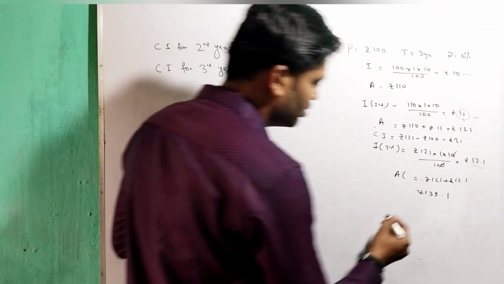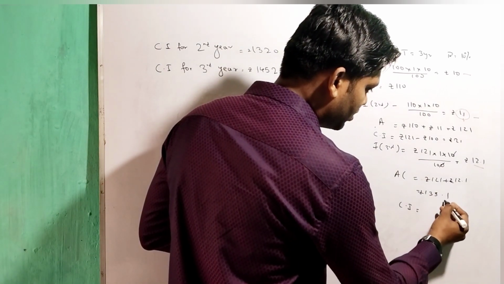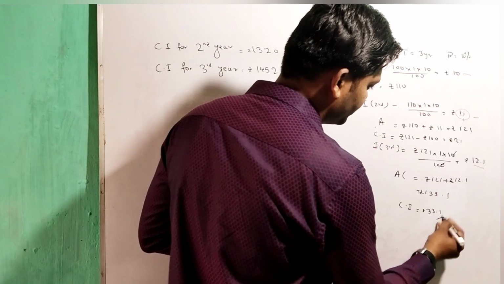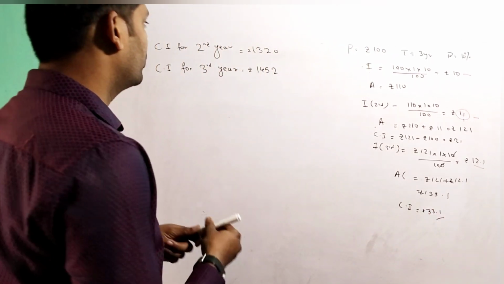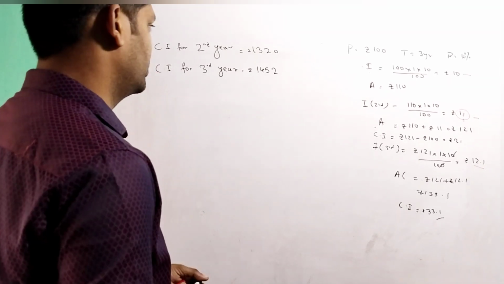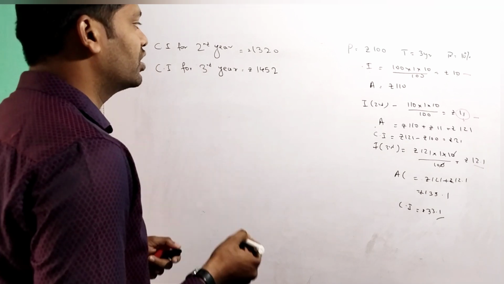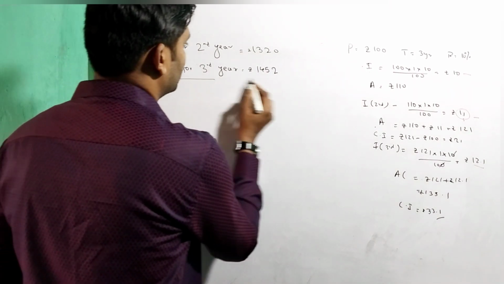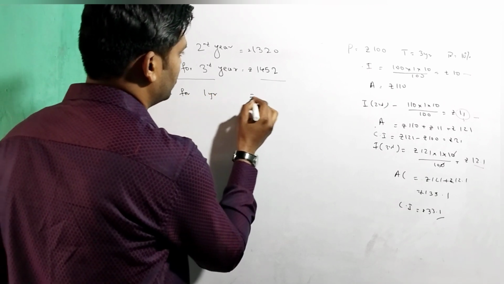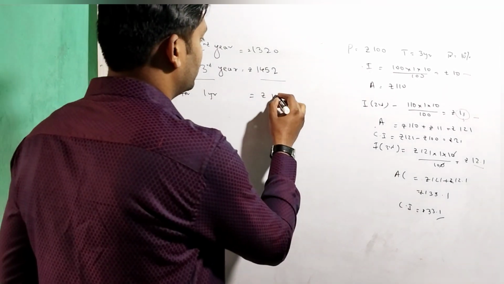This is for third year, means CI is equal to, for third year, particularly for third year, this one minus the original. So it will be how much? 33.1 rupees. Clear? So that's what they gave me here. So they are saying that compound interest for second year is this much, compound interest for third year is this much. Okay. So now if I subtract both of these values, I will get the compound interest for 1 year. Just subtracting, compound interest for 1 year is equal to rupees 132.